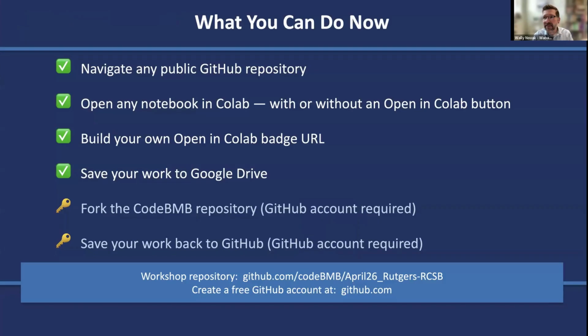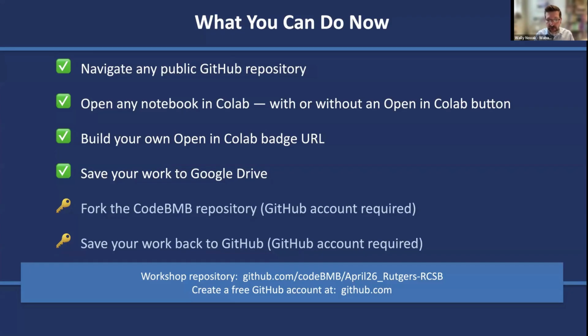Okay, that brings me to the end. I think right on time. A quick inventory: I hope you can navigate to any public GitHub repository with no account needed. Open any notebook that's public in Colab with or without the Open in Colab button. There are some instructions for how to build your own Colab badge. But remember, if I'm in Colab, I can just check the box, include Open in Colab button. And if you have a GitHub account, you can hopefully fork the CodeBMB repository and save your work back to your own copy of it.